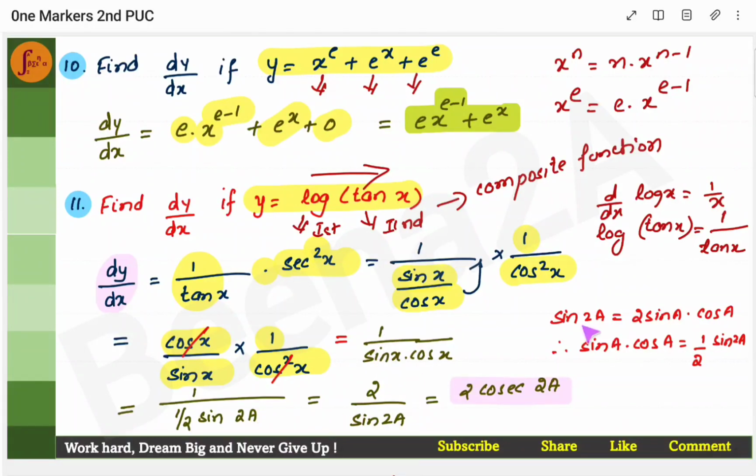Now there is one trigonometric formula, right? Sin 2a is 2 sin a into cos a. Remember this, very important. Sin 2a is 2 sin a cos a. So then what is sin a cos a?